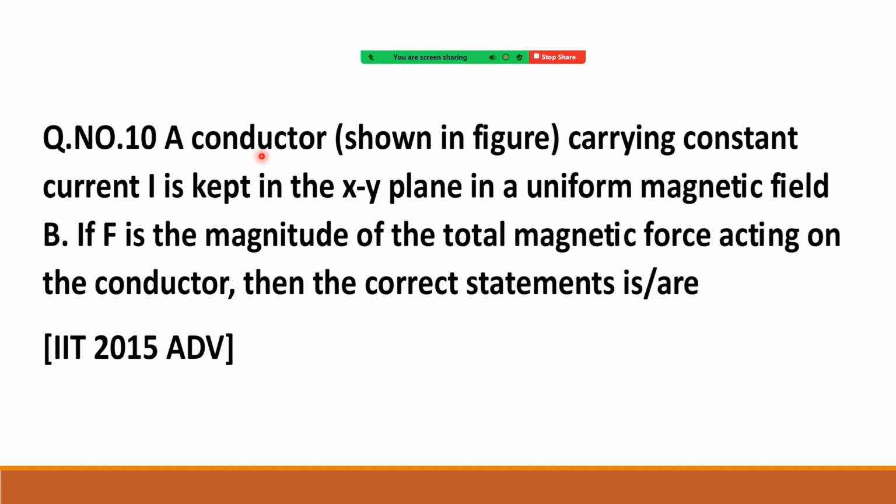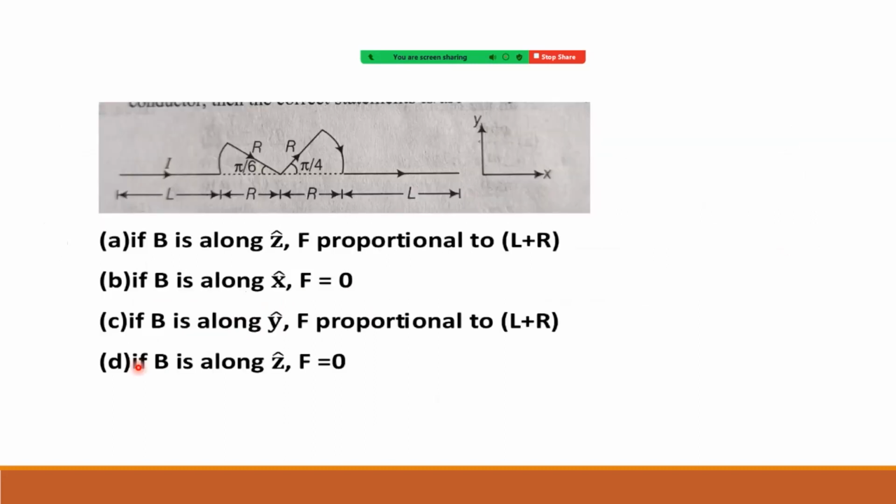A conductor carrying current, it is a constant current, is kept in the xy plane in a uniform magnetic field B. If F is the magnitude of the total magnetic force acting on the conductor, then correct statements are asked in 2015 advance. See diagram. This is now current carrying wire, straight part, then curved, again straight, straight, and again curved, and again straight.